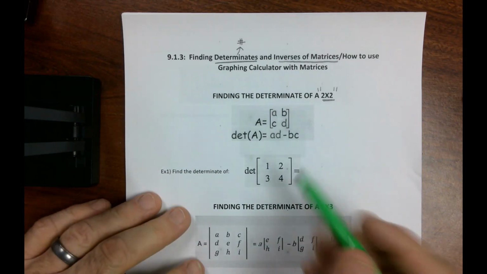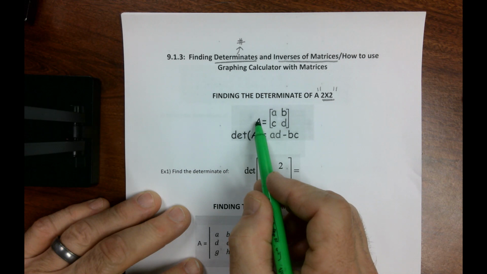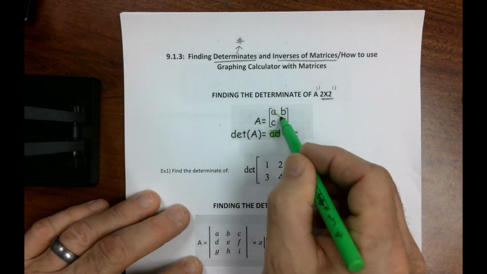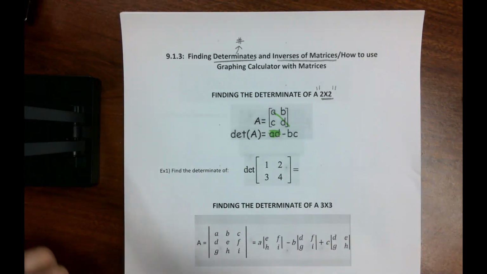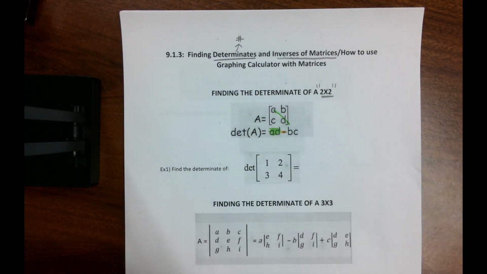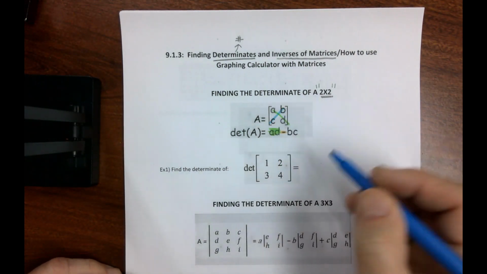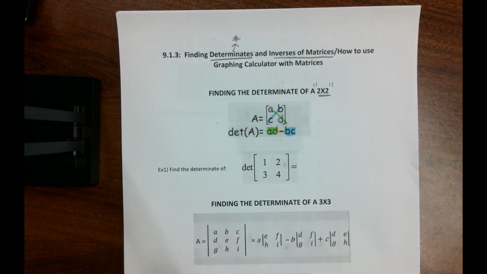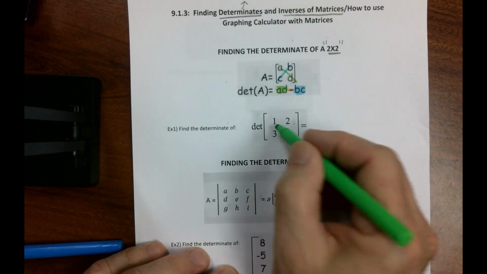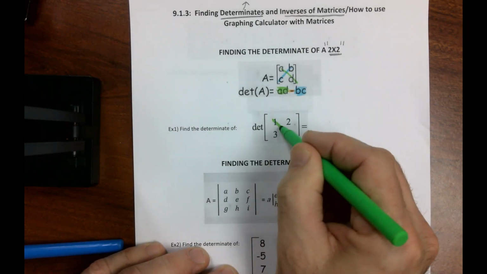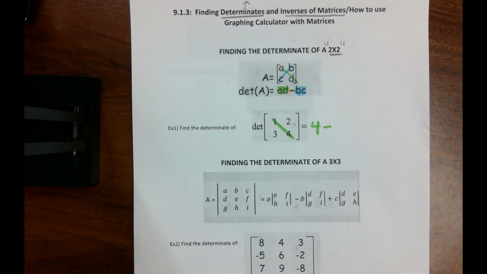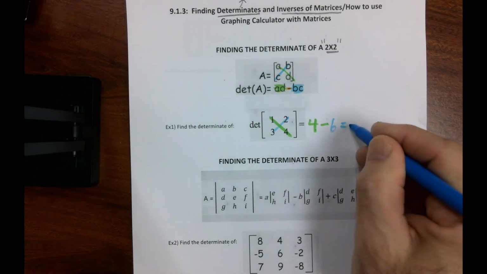You can see it says if you have a matrix A equals, here's a 2 by 2. This is saying multiply that way, and then you always subtract, that's an always, you subtract the product of the other diagonal that way, and you're going to get a number. So let's follow that for this example problem. The determinant of this matrix is 4 minus, what do you think? 6. That would be negative 2.